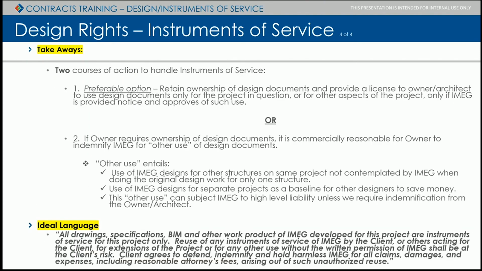Takeaways, and apologies for the font size. I need a magnifying glass and I typed the thing.